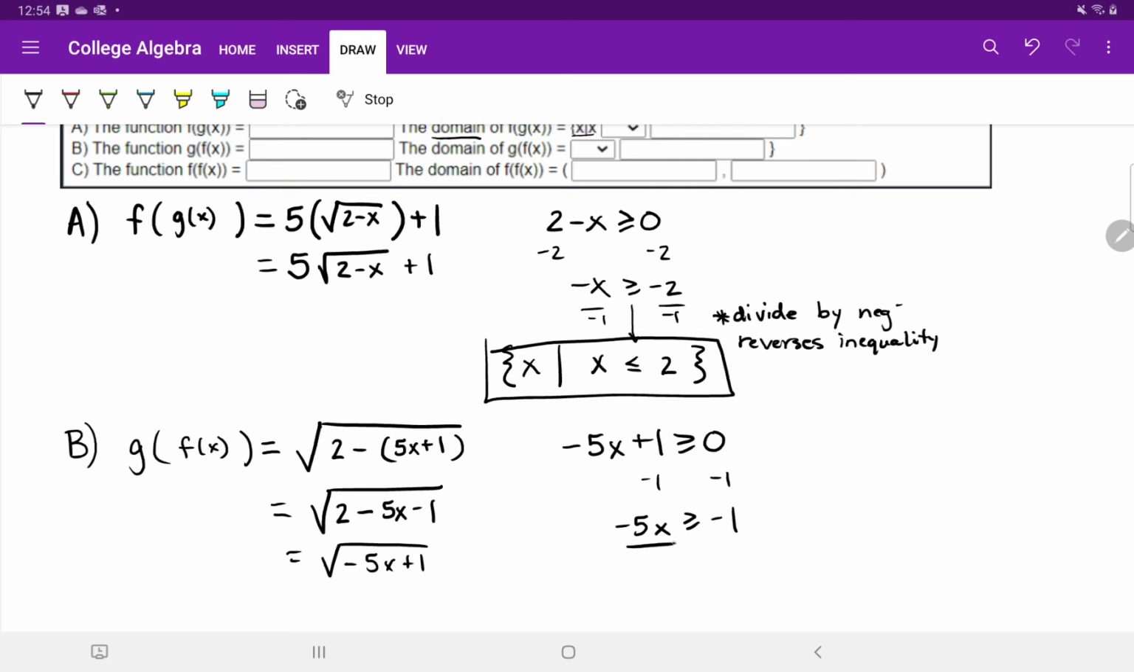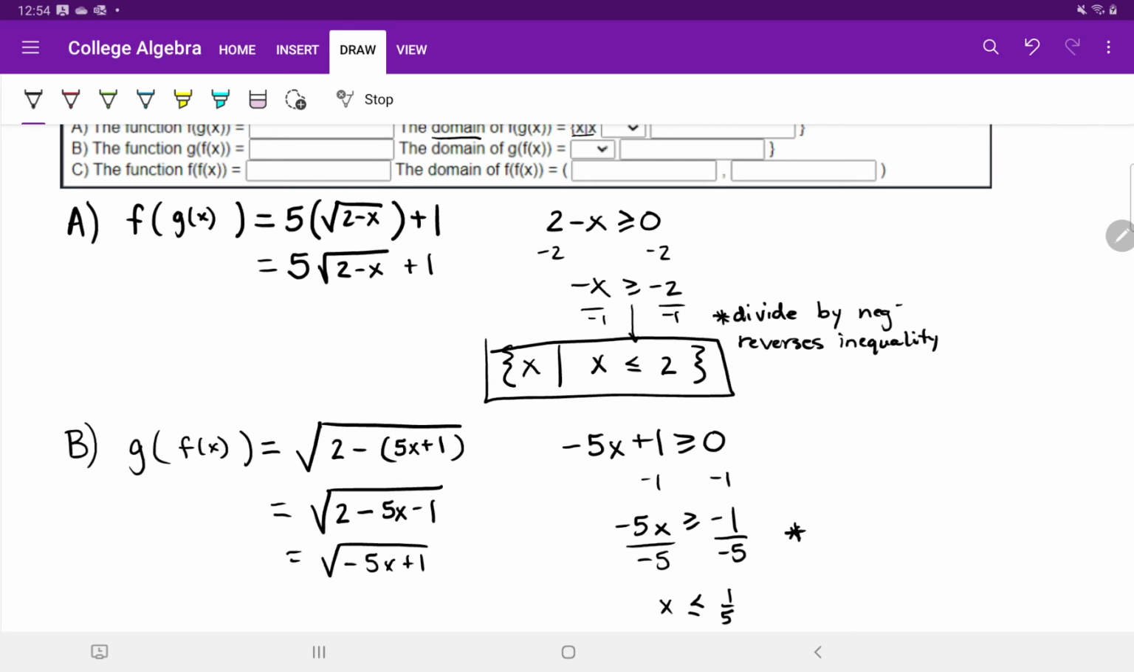and then divide both sides by negative 5. And I'll put another little asterisk here to remind you that since we're dividing by a negative, it reverses our inequality. So we get an x and a positive 1/5, but this time our symbol has to flip, and we get x is less than or equal to 1/5. They want us to write this in set notation as well.